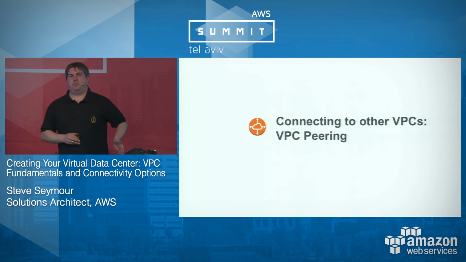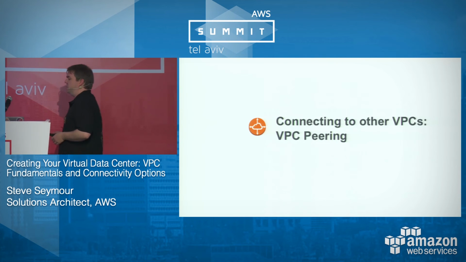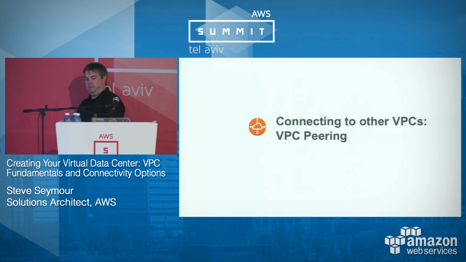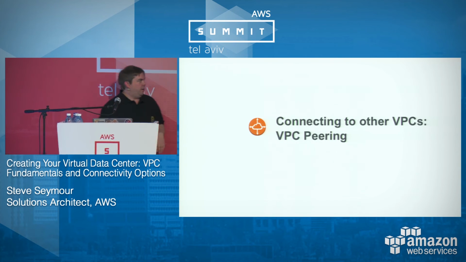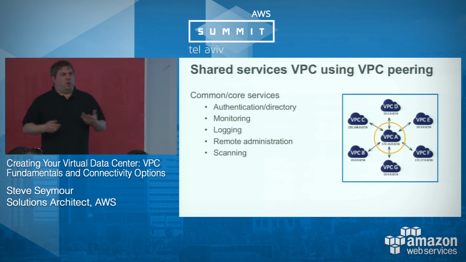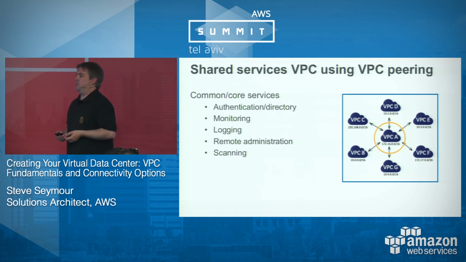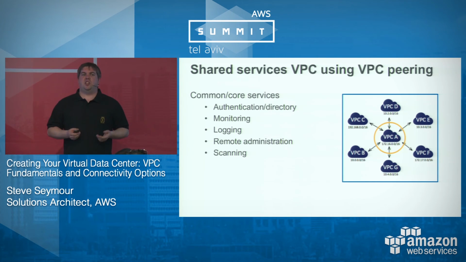Okay, let's speed up through these last couple of bits here. Let's look at connecting to other VPCs using VPC peering. So, what is VPC peering? Well, as I said, you could have multiple VPCs that want to talk to each other, but a very, very common architecture we see for VPC peering is a shared services VPC.